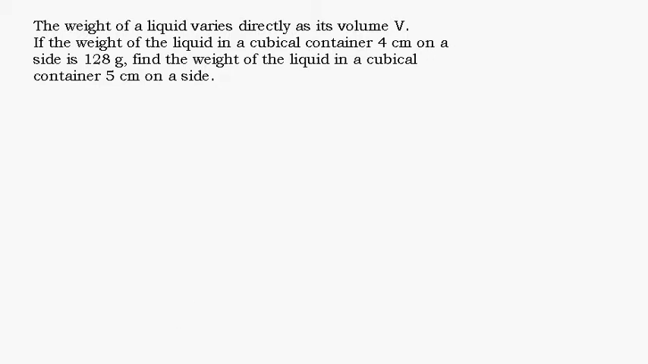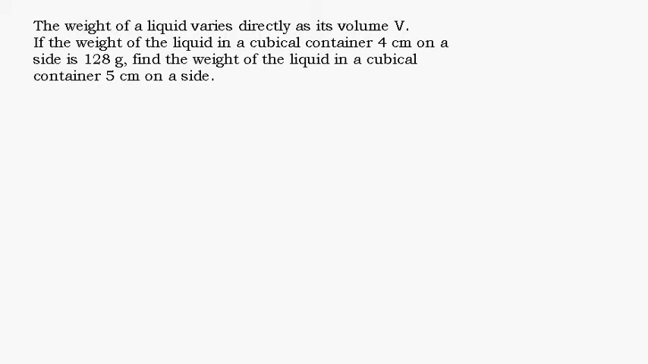In this video we're going to look at a story problem involving direct variation. So let's see what we have here. The weight of a liquid varies directly as its volume V. If the weight of the liquid in a cubicle container 4 centimeters on a side is 128 grams, find the weight of the liquid in a cubicle container 5 centimeters on a side.